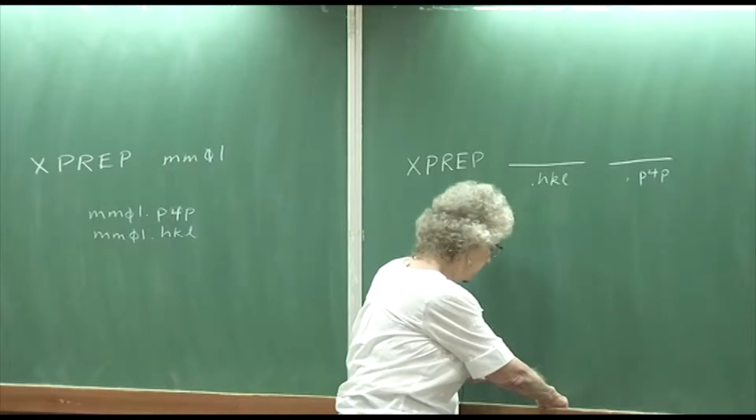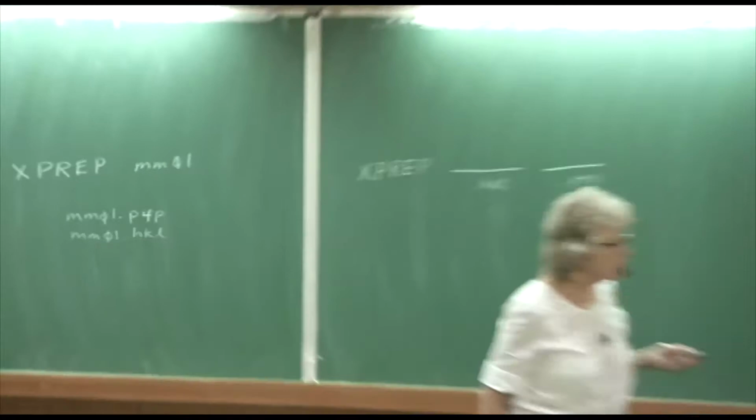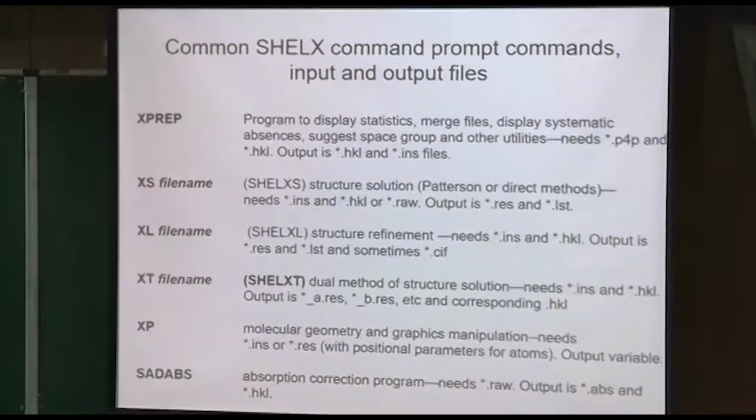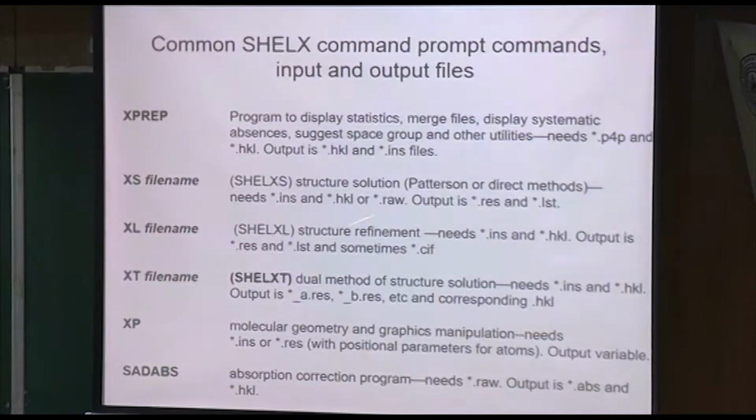And then the old package of SHELX, there was a package called SHELXTL Plus that had SHELXS as one of the structure solution options, and it embodied both the Patterson and the direct methods for solving a structure. And to run that, you need an INS file and an HKL file. You could also use raw, but people usually don't. And then it outputs RES and LST.